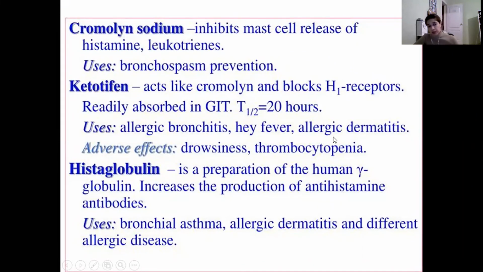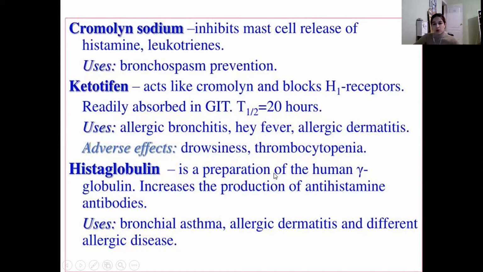So what are the uses of these drugs? Actually, they are often used for bronchospasm prevention in bronchial asthma. Cromolyn sodium for bronchospasm prevention. Ketotifen also for bronchitis. Also for hay fever, and also for some allergic dermatitis.